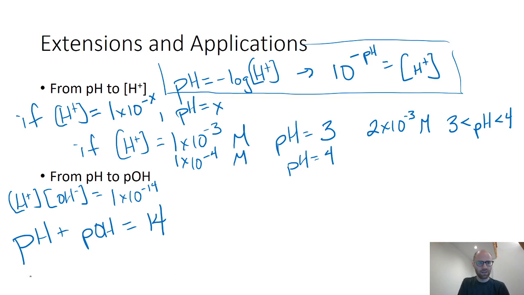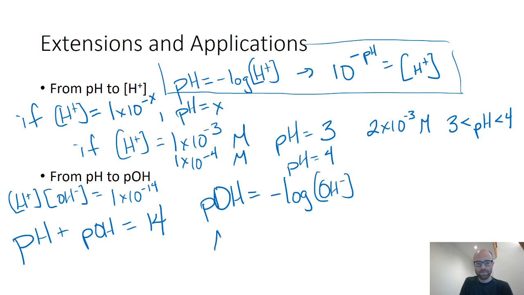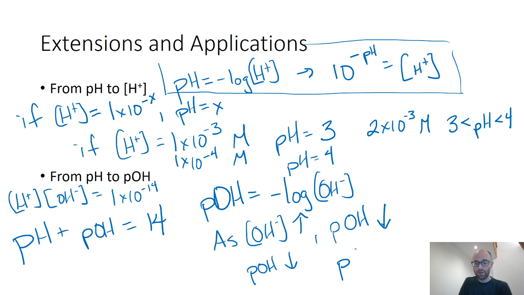Everything we said about pH is also true of pOH. As hydroxide ion concentration increases, the pOH goes down. As pOH goes down, pH goes up. So there are all these seesaw-like relationships going on.